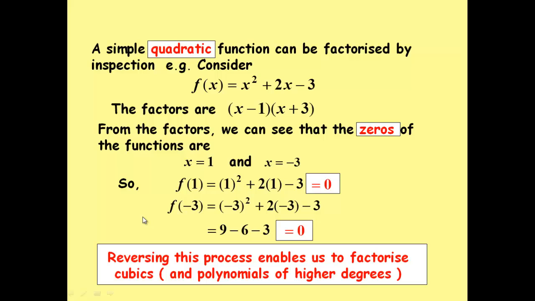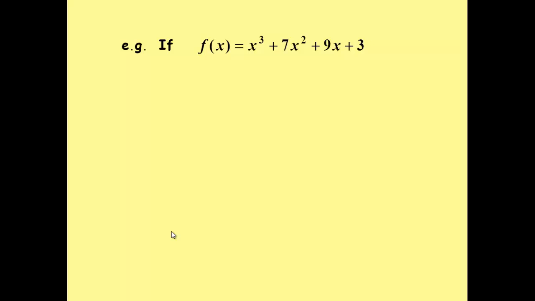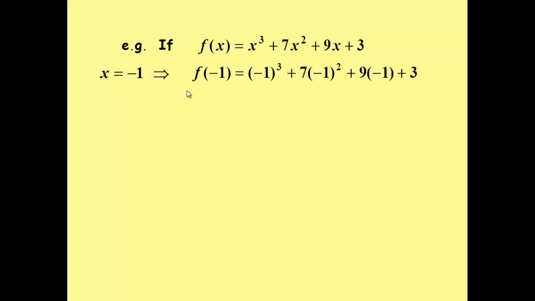The factor theorem is like the reverse of this process. It enables us to find factors easily. So looking at a cubic function, we've got this function here. If x equals minus 1, we put f of minus 1 in. Minus 1 cubed gives us minus 1. Minus 1 squared gives us 1. 7 times 1 gives us 7. 9 times minus 1 gives us minus 9 plus 3. We add them together, we find we get 0.